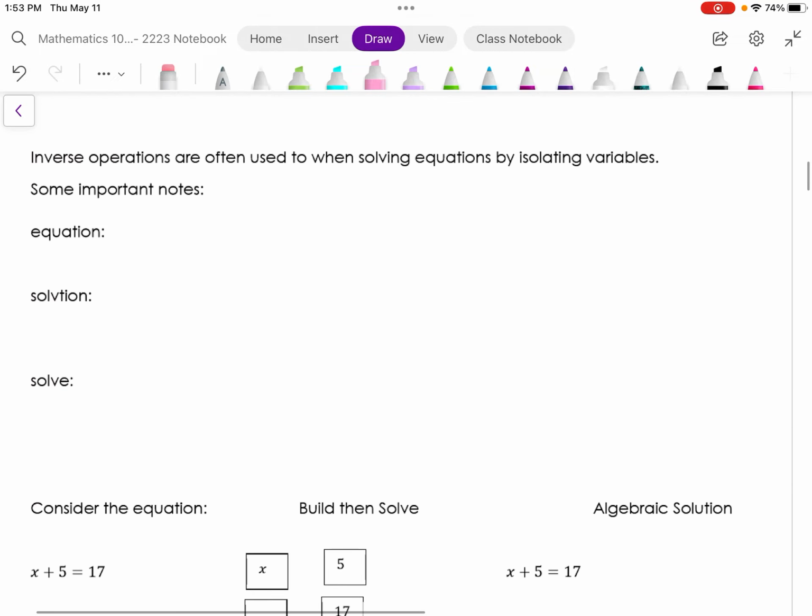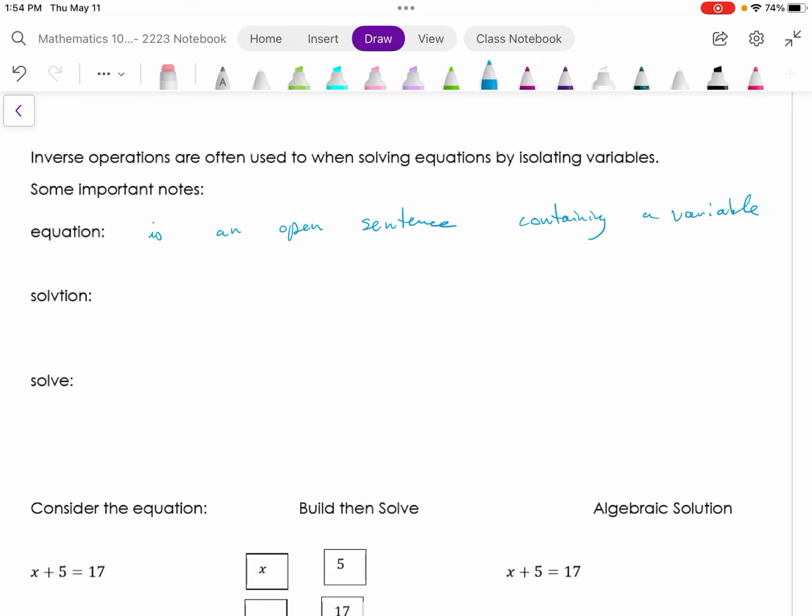So inverse operations are often used to solve equations when isolating a variable. It might be helpful to define what we mean by some vocabulary. A solution. I thought I was being clever here. If you look at the word, I missed the word equation. I can't even get to my clever comment yet. Equation. An equation is an open sentence containing a variable.